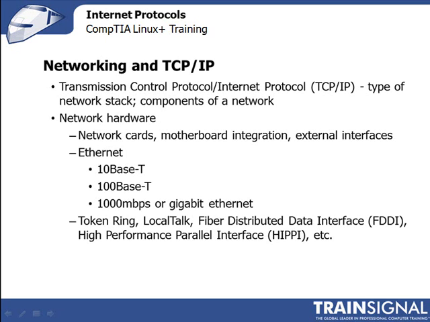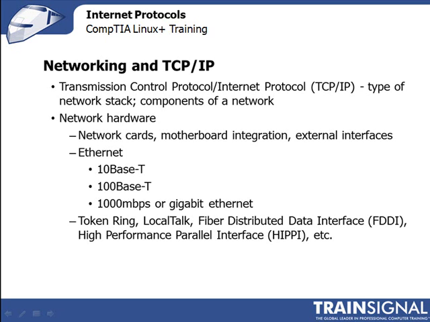The most common type of network hardware is called Ethernet, which uses twisted pair cabling, where the pairs are twisted around each other in order to minimize interference. Ethernet is commonly referred to as a base T number, like 10 base T or 100 base T, where the number indicates the speed in megabits per second. Gigabit Ethernet at 1,000 megabits per second has become the recent standard.